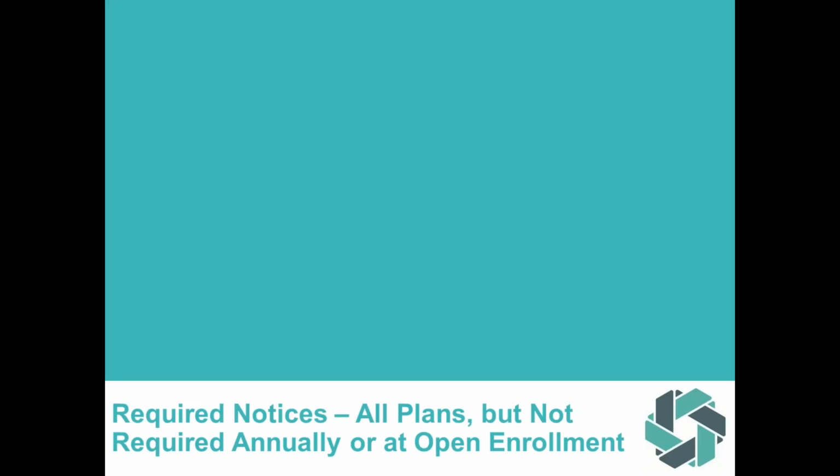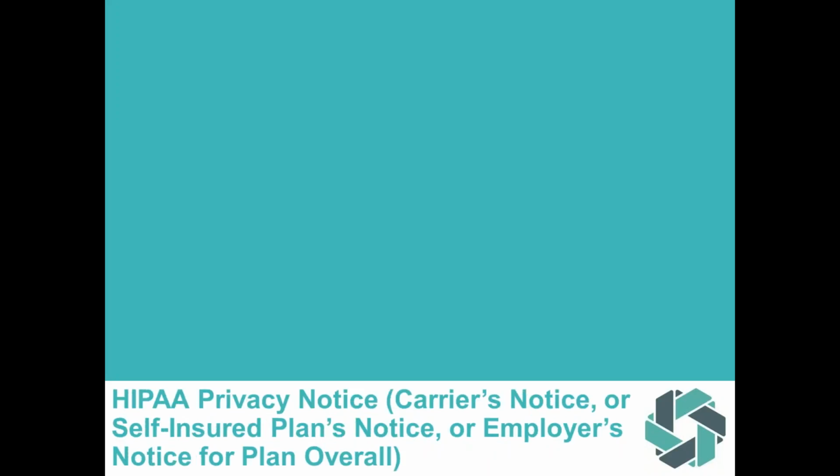Okay, let's continue. The next category is required notices, all plans, and these are all medical plans, but not required annually or at open enrollment. And the first one is the HIPAA privacy notice. Now, there are 2 types of HIPAA privacy notices that either the carrier prepares or you as an employer prepare, and you would make sure you do it if you're self-insured. Also, if you have other plans, many times you want to do a HIPAA privacy notice.